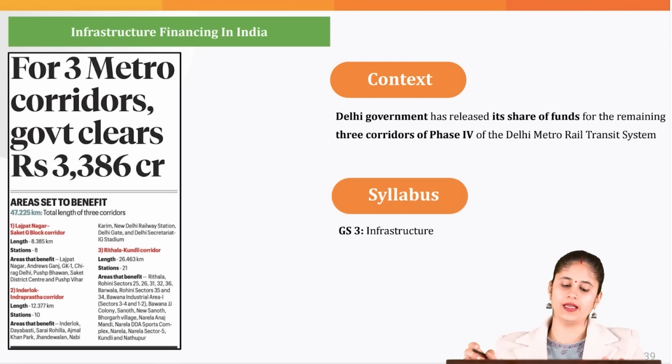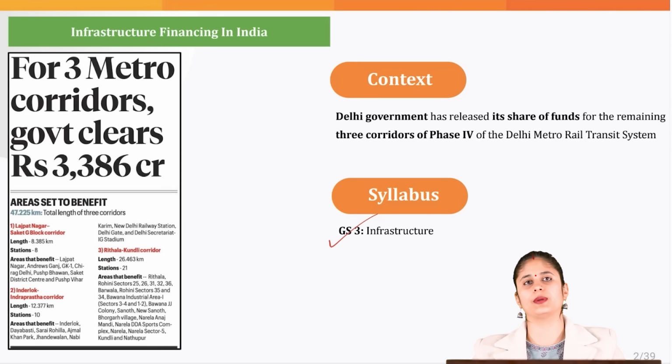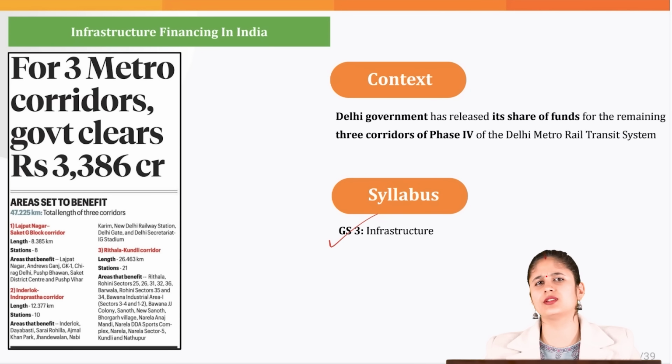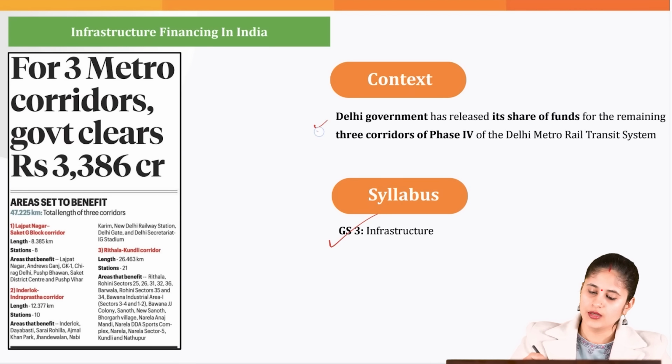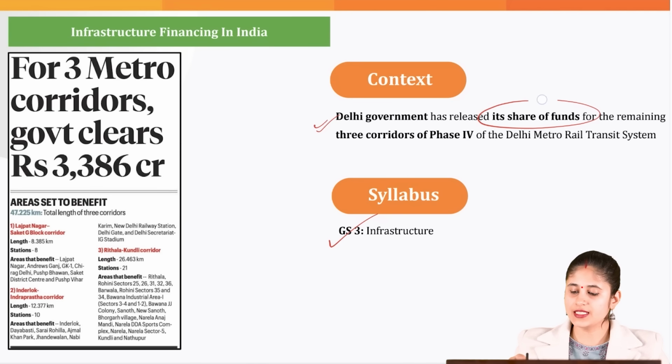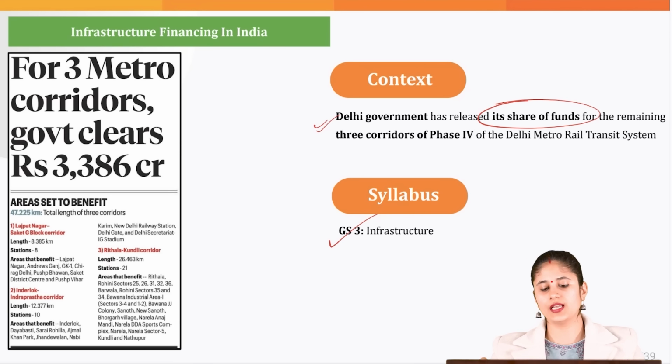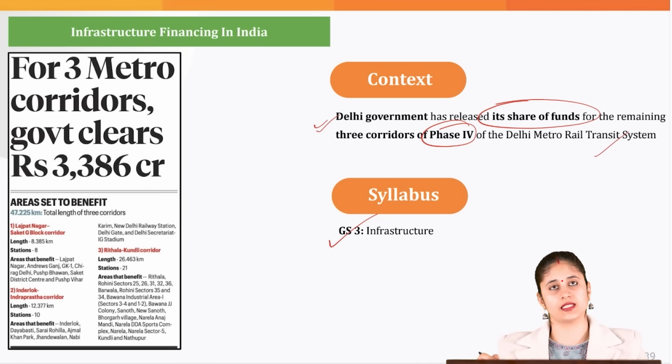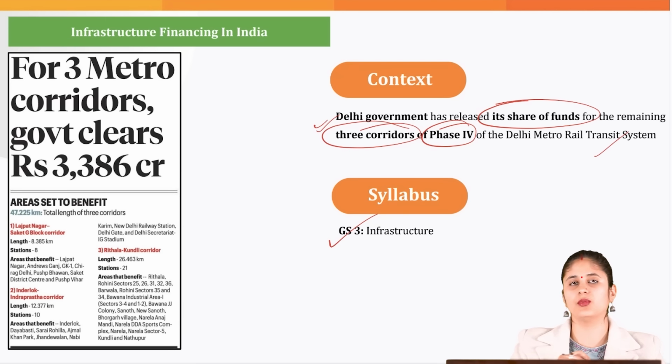this particular topic we can directly relate with the GS Paper 3 infrastructure topic. Why are we discussing infrastructure today? Because today itself, the Delhi government has stated that it has released its share of funds for the 4th phase of the Delhi Metro rail transit system, wherein we are developing 3 more corridors.